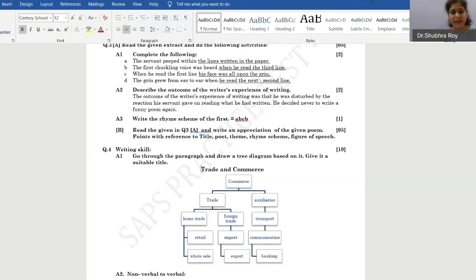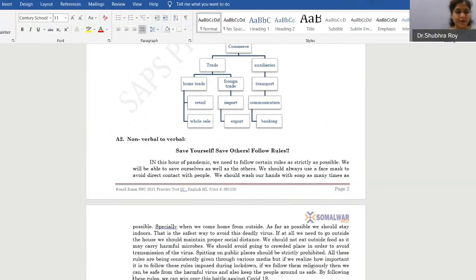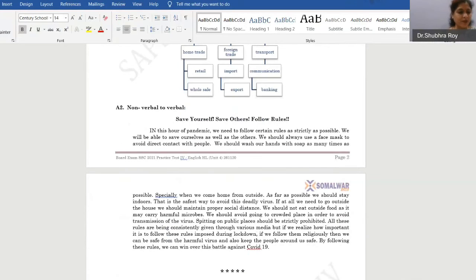Now, activity 2, verbal. The question was on your WhatsApp group: you have received some rules and regulations during the lockdown. So they are given in the form of do's and don'ts. Write them in the form of a paragraph. Use a variety of sentence constructions to frame a paragraph and give a suitable title. Again, for the title, you have 1 mark. So here I have given the title Save Yourself, Save Others, Follow Rules.